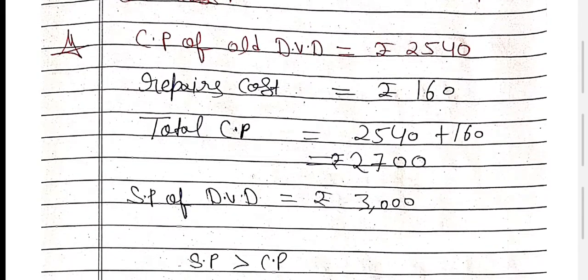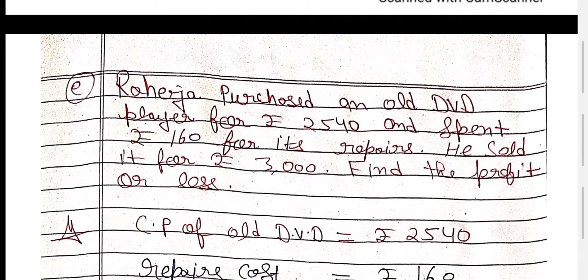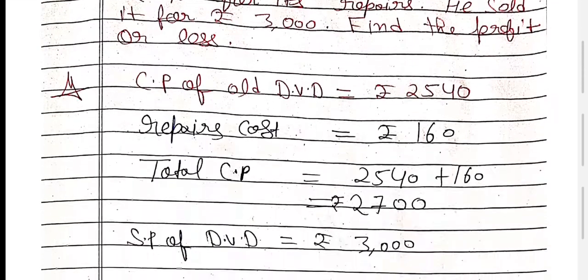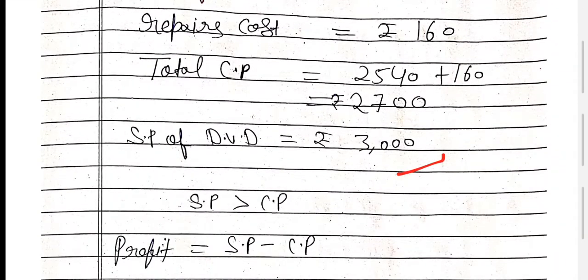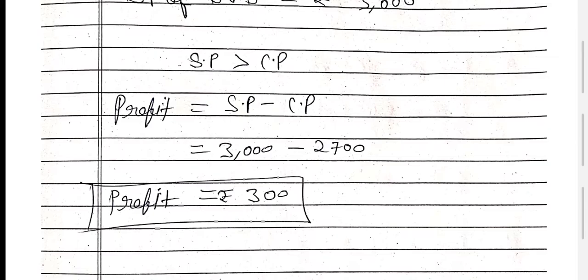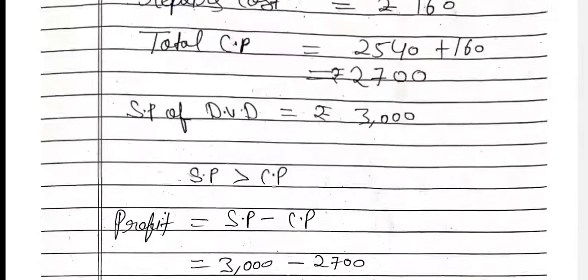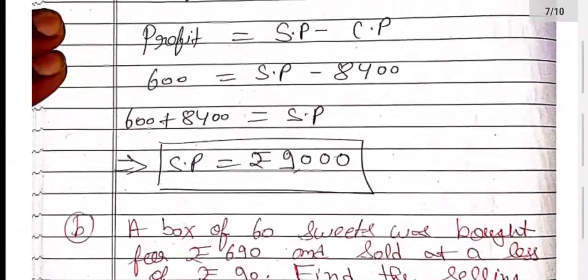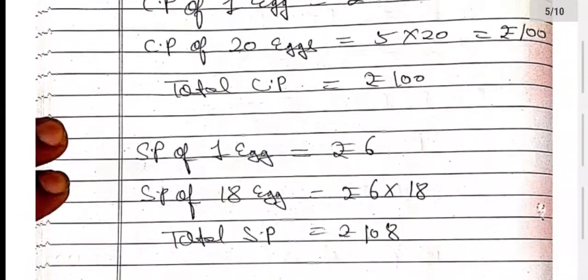Now what is the SP of the DVD? It is given that he sold it for rupees 3000. So you have to write here SP of the DVD is 3000. Now do comparison. Total CP is 2700 and SP is 3000. So SP is greater than CP, so you have profit. So write the formula: profit is equal to SP minus CP. Just put the values, and when you subtract, you will get 300 as your answer. So what is the profit? Profit is rupees 300. So if anyone has any doubt in this exercise, you can ask me now. Thank you.